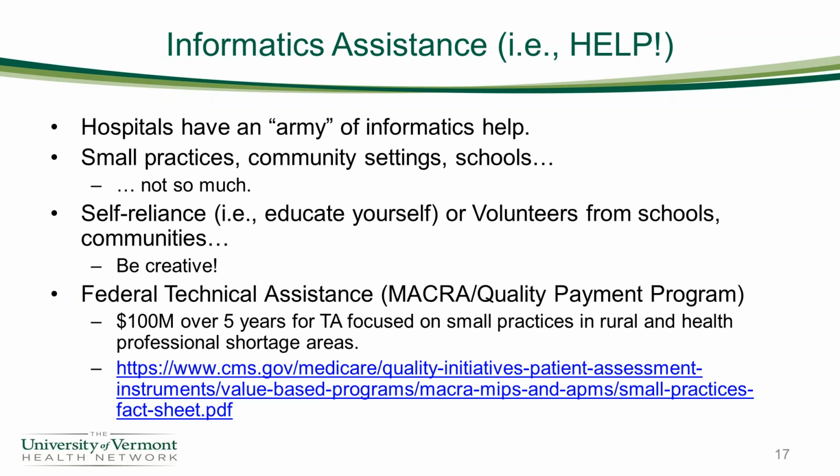Informatics assistance, i.e. help. So hospitals have an army of informatics help. Now, if you go talk to folks in the hospital, they'll probably tell you they still wish they had more help. But there is usually a variety of IS and IT and informatics staff there. When you get out of the hospital, not so much. Even the ambulatory practices, especially smaller rural practices, folks who are working in community settings, schools, not so much. There's just not so much help out there. So what are you going to do?